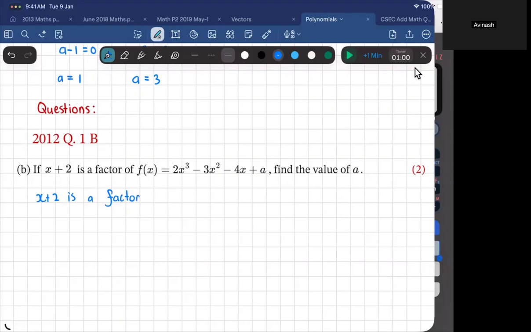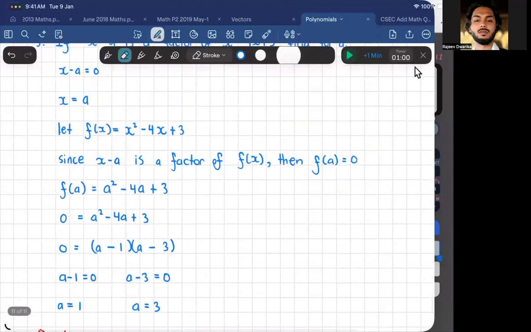It should be 0. Right. So what would I have to put into this to get 0? What would I have to plug into the function? X is equal to what?